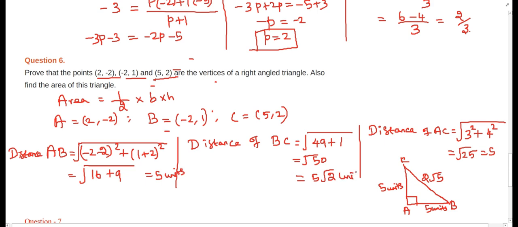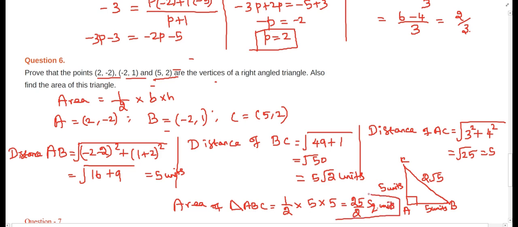Okay. Now what is the area? Area of triangle ABC is half into base into height, half into base value 5, and height value is also 5. So that is 25 by 2 square units. Okay, this is the answer.